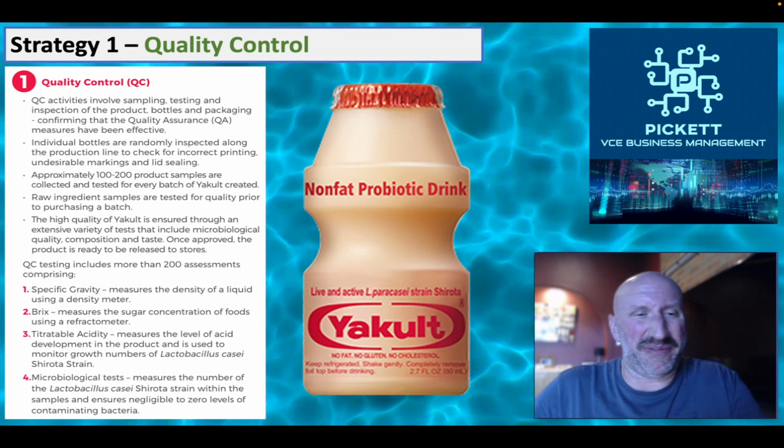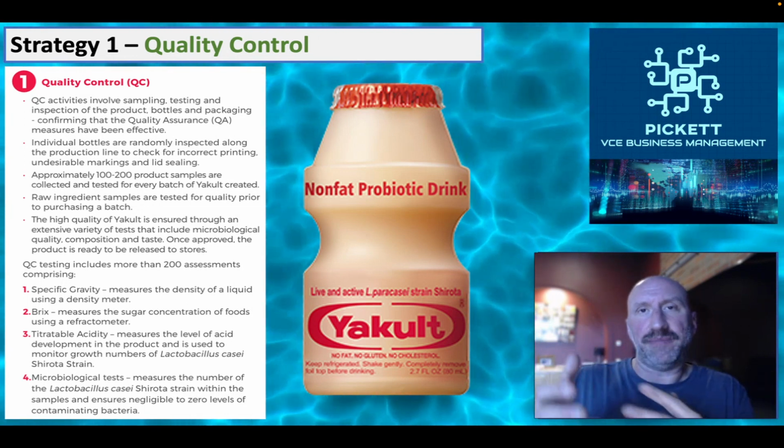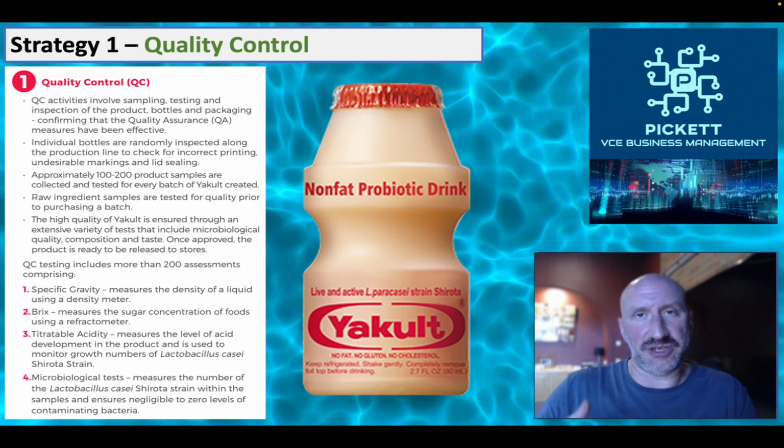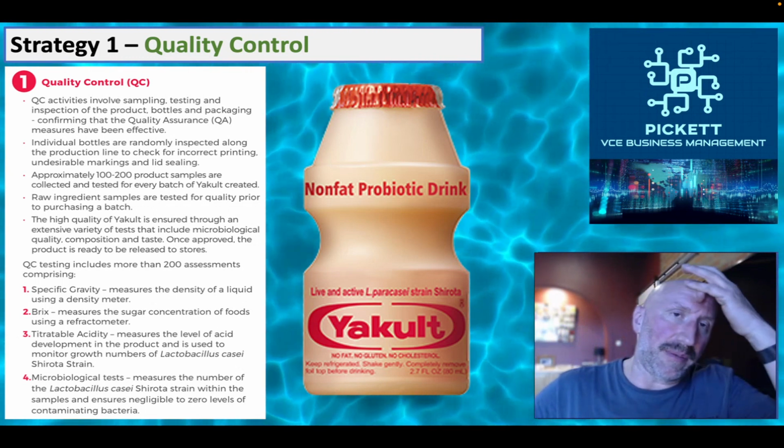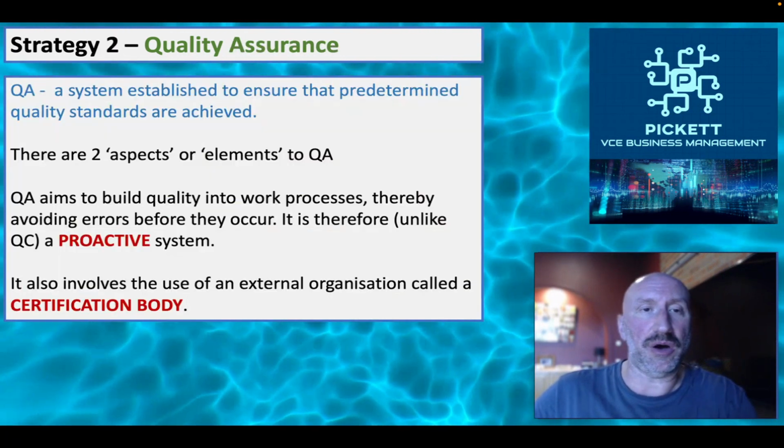Okay, so there's a couple of examples of the tests. You don't need to get into that level of detail, but just be aware, they perform lots of tests as a quality control before the stuff leaves the site. Okay, so that's QC in action at Yakult.